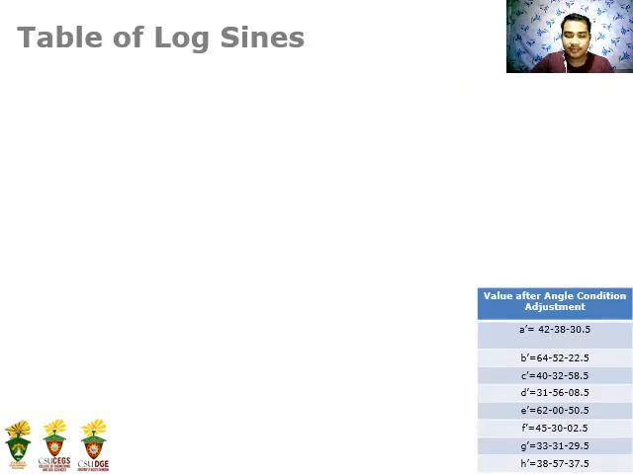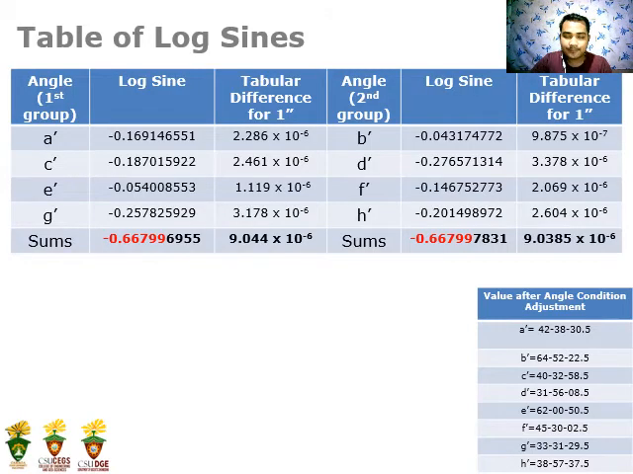From our example earlier, we have the problem, so we got these values after the angle condition adjustment. We have here the values of A, B, C, D until H. So let's do the side condition, and we're going to have the table of these log sines. From these values of the adjusted angles, we're going to get the log sine. So how do we get it?